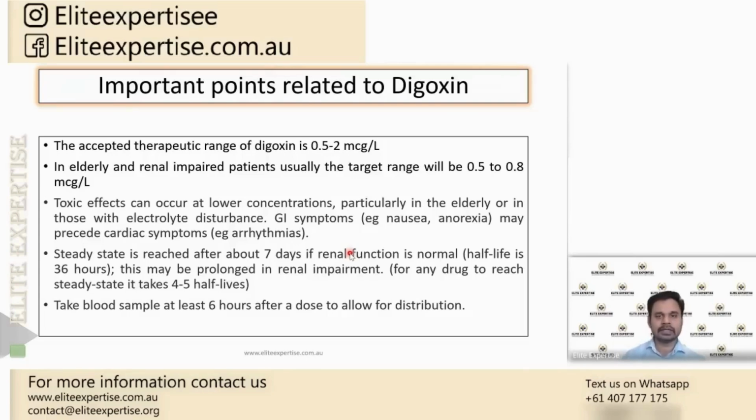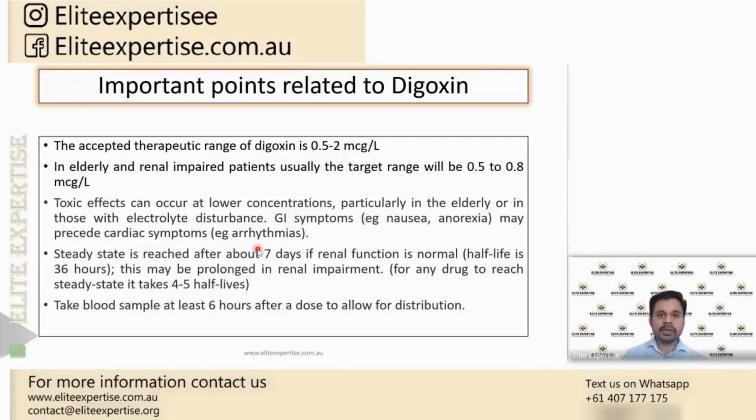For any drug to reach the steady state concentration, it needs at least 4 to 5 half-lives. Let's take 5 half-lives. 5 times 36 hours, roughly around 7 days for the drug to reach the steady state concentration.